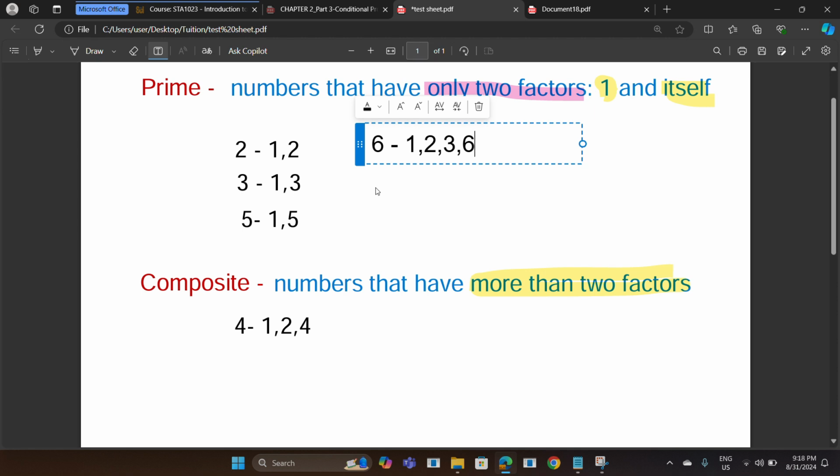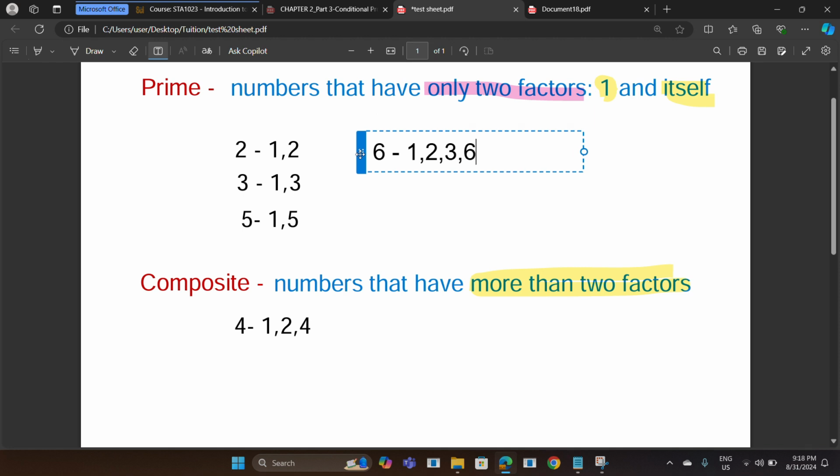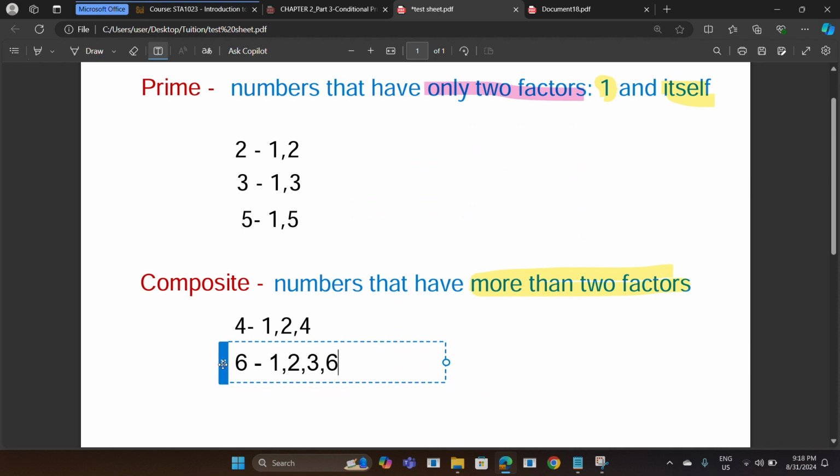So how many factors are in 6? There are 6 factors. No, there are 4 factors. Because of that, 6 is a composite number. Likewise, we can divide numbers into prime and composite numbers. I think it is clear now what prime and composite numbers are.